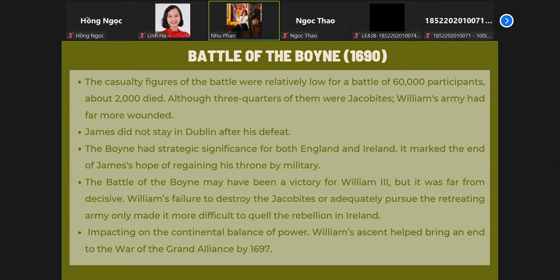The Battle of the Boyne was a victory for William III, but it was far from decisive because William's failure to destroy the best Jacobites or adequately pursue the retreating army only made it more difficult to quell the rebellion in Ireland, impacting the continental balance of power. William's ascent helped bring an end to the War of the Grand Alliance in 1697. So that is all the events that happened in Britain in the 17th century. Thank you for listening.